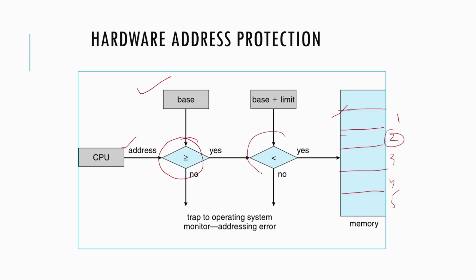Now the comparison is not yet completed. Again, we take the limit plus the base register, whatever value is there, and check it here. If it is less than that limit, meaning the address falls in this range, we allow that process to access those memory locations, else we will not. If either condition is false, a trap to the operating system monitor will happen and an addressing error will be given. If everything is fine, the process will continue.